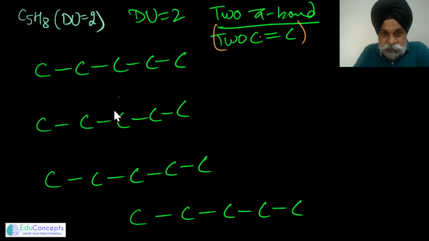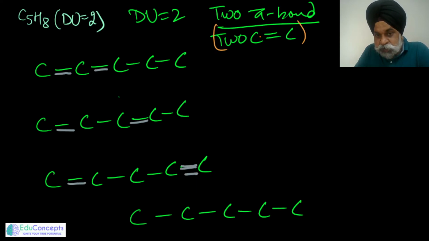Okay, so here we are. I can show it like this. I can make a double bond here. I can make a double bond here. One way of representation is this. I can show it like this also, isn't it? I can show you like this also, isn't it? So there are two.